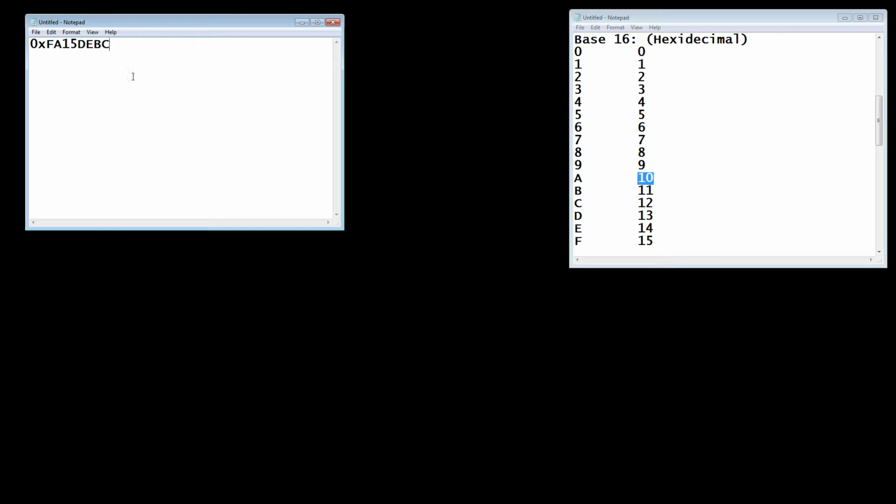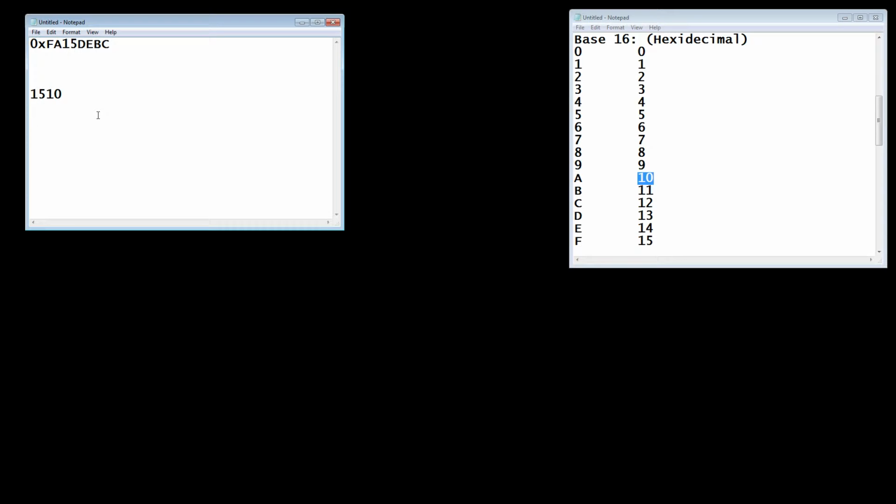Now, going back to what I was previously talking about, the F here is equal to 15 and the A here is equal to 10. Let's say these were expressed in base 10 format using two digits instead of a letter. So it's 15 and 10. You look at that and say, okay, that's 15, that's 10. All cool.